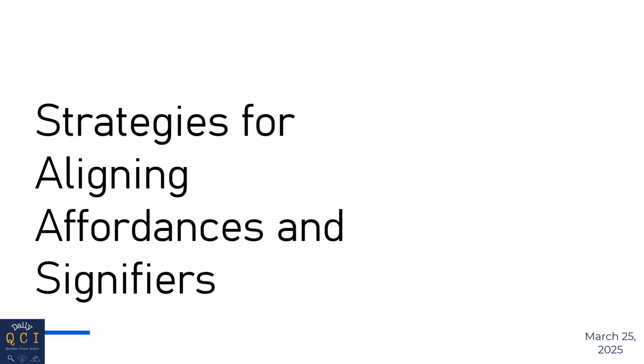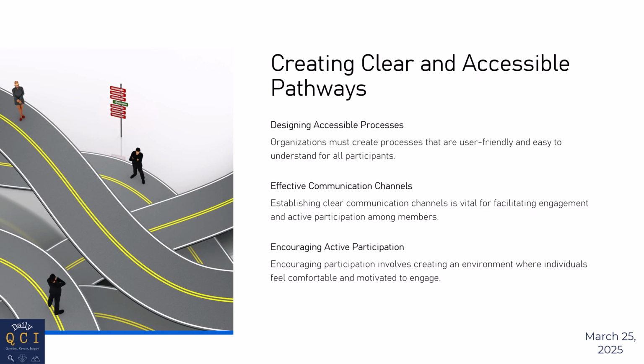Let's see how we can do this. We're going to try to align our affordances and signifiers to create clear pathways for people to thrive. So we need to make sure our processes align with our affordances. So what is it we want to accomplish? How do we use our processes to get there rather than inhibit getting there? A big one, promoting clear communication and facilitating that on an ongoing basis. And then finally, encouraging active participation. We have to have people engaging in our processes in order to move ahead.